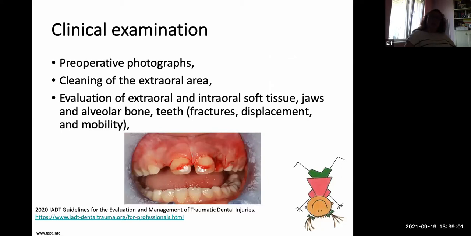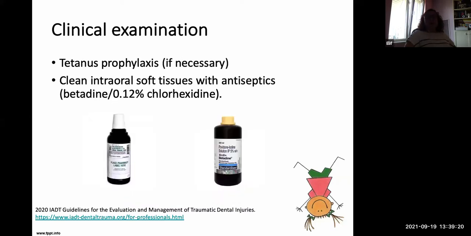We have to take preoperative radiographs for the baseline and clean the extraoral area to see things clearly, and evaluate extraoral and intraoral soft and hard tissues, and teeth regarding fractures, displacement, or any mobility. Tetanus prophylaxis is important. If necessary, we should refer the patient for tetanus vaccination. Afterwards, we should stop bleeding and clean intraoral soft tissues with antiseptics such as betadine or chlorhexidine.